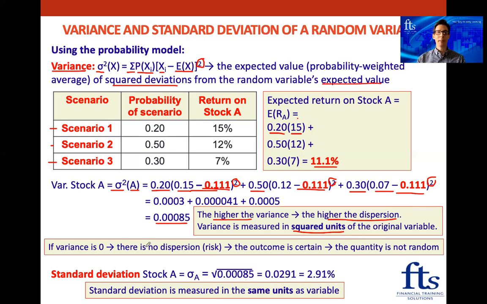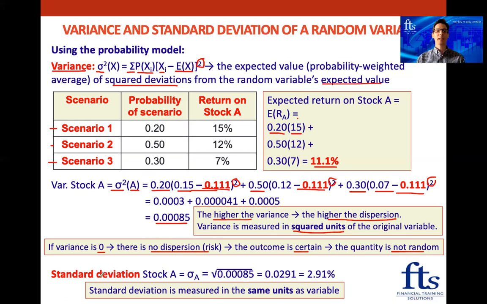I also put in this little block that I picked up from one of the CFA Institute practice problems, where they asked, what happens if variance is 0? Well, if the variance is 0, then there's no dispersion or risk. This means the outcome is certain, which means the quantity is not random. We're talking about random, but if it's 0, then it is not random.